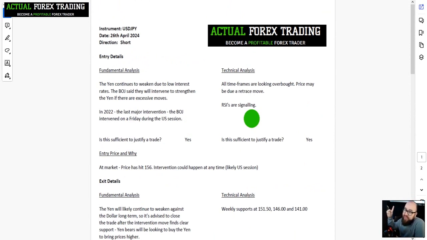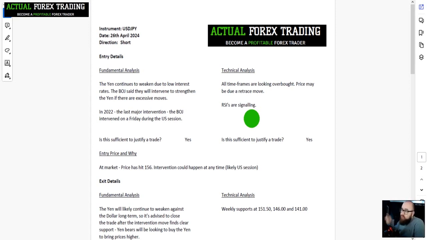Number one is I want to be as transparent as possible and explain in clear detail why I'm taking these trades. I think the more detail I can provide, the more transparent this series will be.